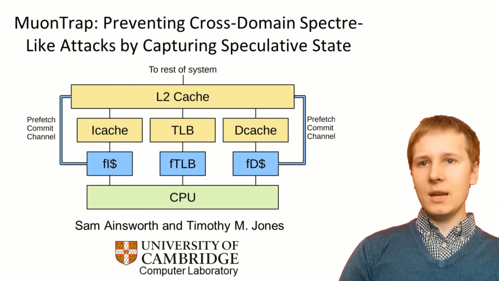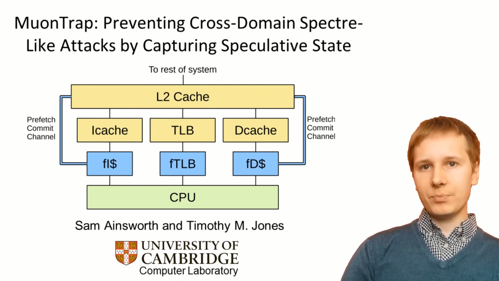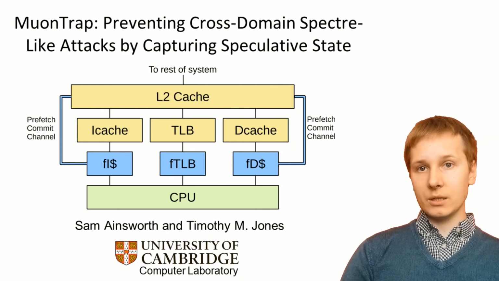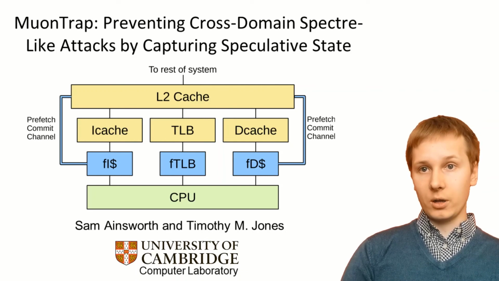So, that was an introduction to MuonTrap, our filter cache-based technique to clear state in a time-invariant manner whenever it might become vulnerable to leakage, especially in the context of domain crossing such as between processes, including new techniques to avoid leakage from the prefetcher and the coherence protocol.